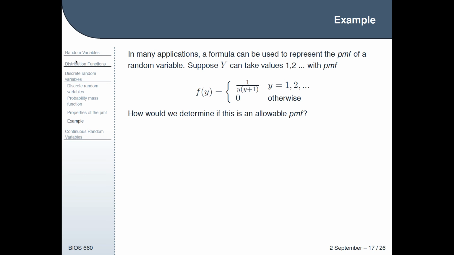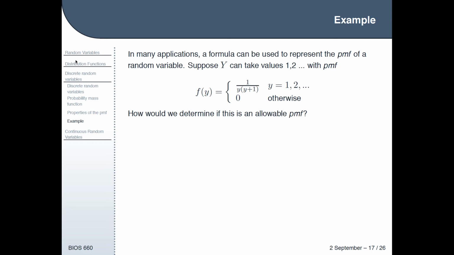Well, it satisfies most of the properties. It's 0 for all but a countably infinite number of values. It's never greater than 1. But the big thing that we need to check here is, do all these probabilities sum to 1? And we can check that by, first of all, noting that 1 over y times y plus 1 can just be written as 1 over y minus 1 over y plus 1. We need to see if that infinite series sums to 1.